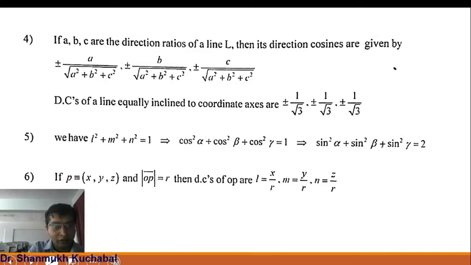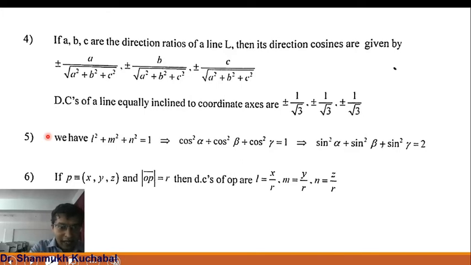Direction ratios of a line equally inclined to the coordinate axes: here A is 1, B is 1 and C is 1. We substitute in this formula. So we get 1 divided by the square root of 1 plus 1 plus 1, so we get root 3. So we get plus or minus 1 by root 3, plus or minus 1 by root 3, plus or minus 1 by root 3. Like this we find the direction cosines of a line equally inclined to the coordinate axes. Very easy to remember.